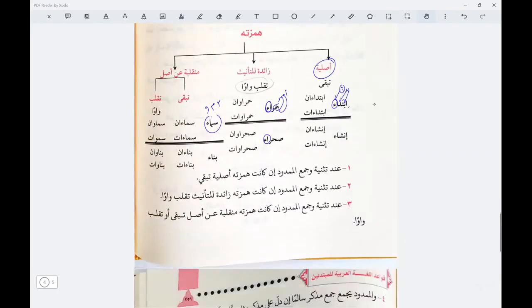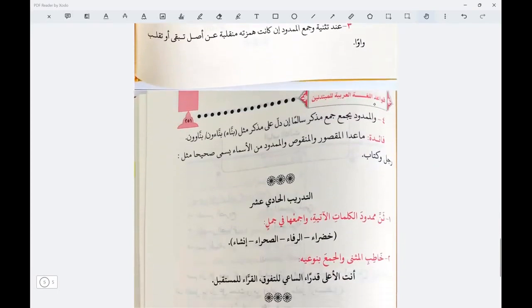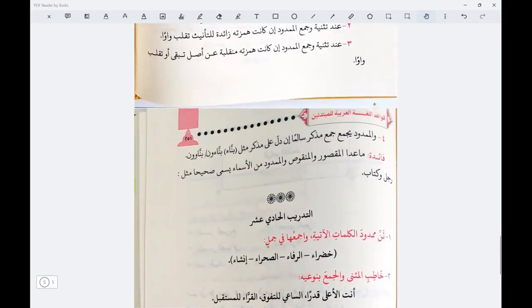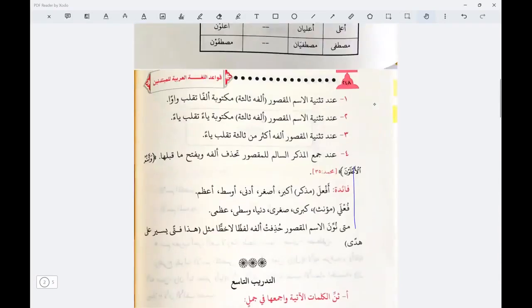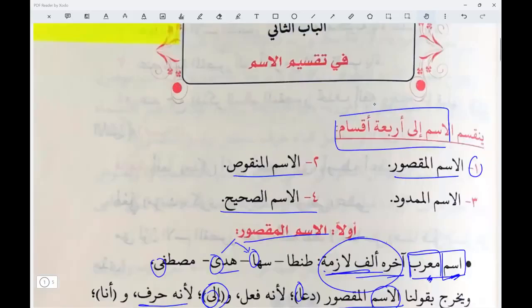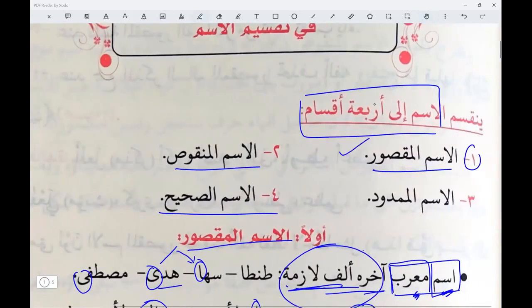So this was the second division, and the third one was Sahih. And what did we say about Sahih? Sahih is everything else. Okay, so we know what maqsur is. We know what manqus is. We know what mamdud is. Sahih is everything else. Meaning, at the end, we don't have any of these things.